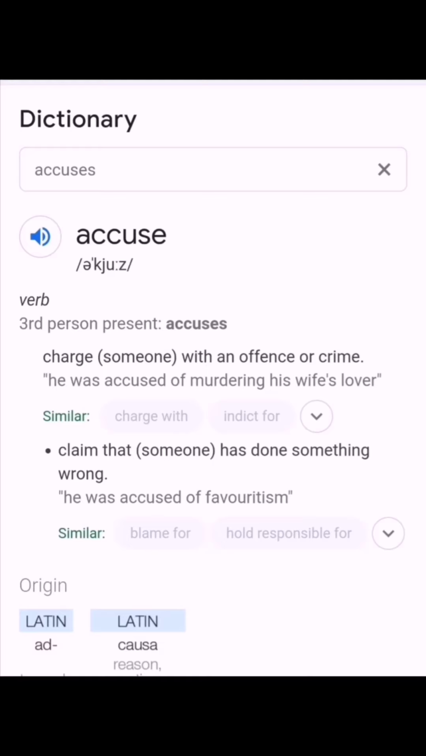Next is the word accuse. Accuse means to charge someone with an offense or crime. Or accuse can also mean to claim that a person has done something wrong. There are a few synonyms for the word accuse, for example, charge with, indict for, blame for, or hold responsible for.